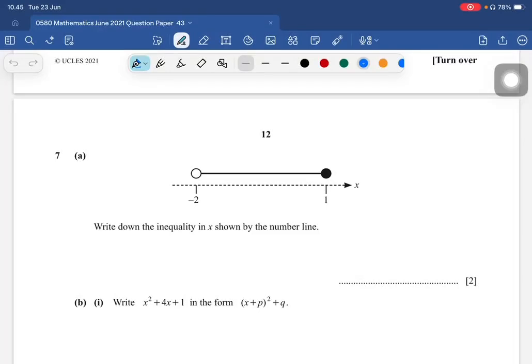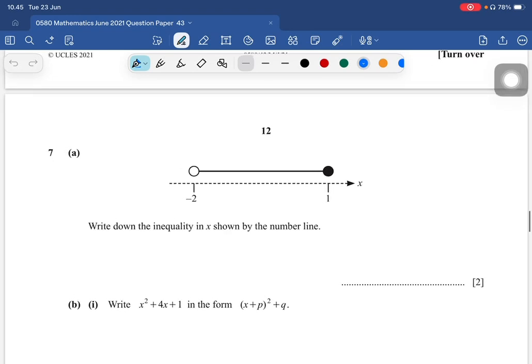Hi, in this video, I'm going to solve Pastpaper Extended June Series 2021 Component 4. We need to write down the inequality in x shown by the number line. So this is x, and the limits are going to be -2 and 1. Here is the empty circle, so this is less than. If this is a full circle, then that is equal.